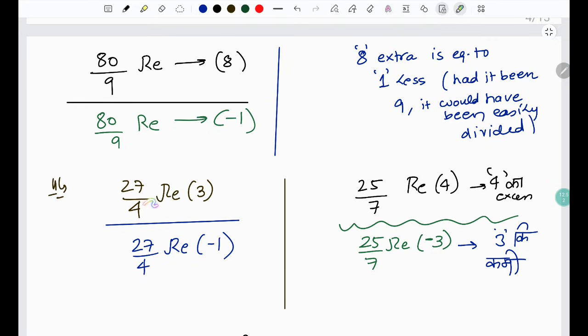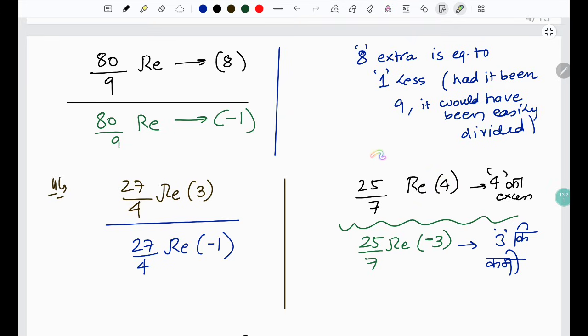Similarly, we have 27 by 4. We know had it been plus 1, that is 28, the remainder would have been 0. In this case the remainder comes out to be 3, but that 3 can also be written as the remainder of minus 1. Similarly, we have this question where we know the next number that can be divided is 28. So here the remainder comes out to be how much? The remainder would be 4 but 3.